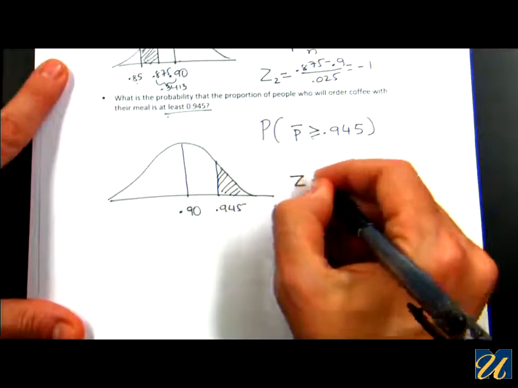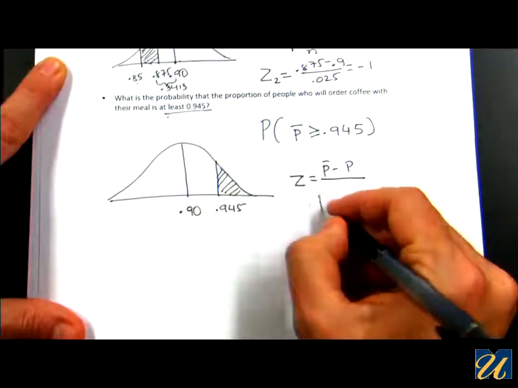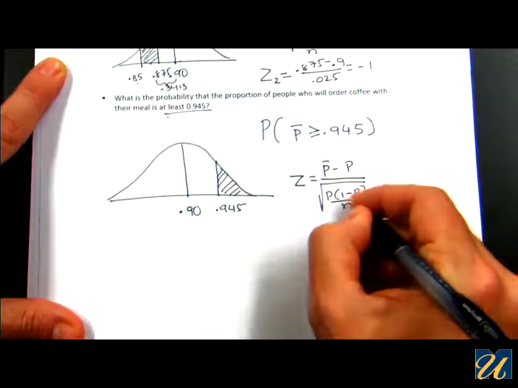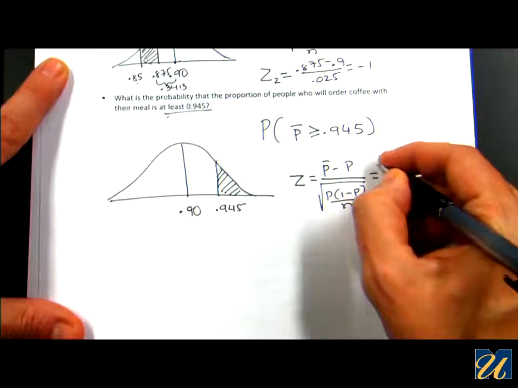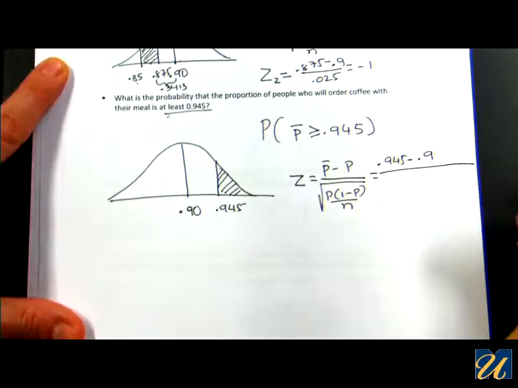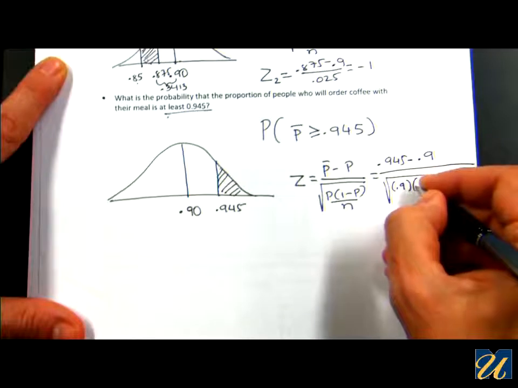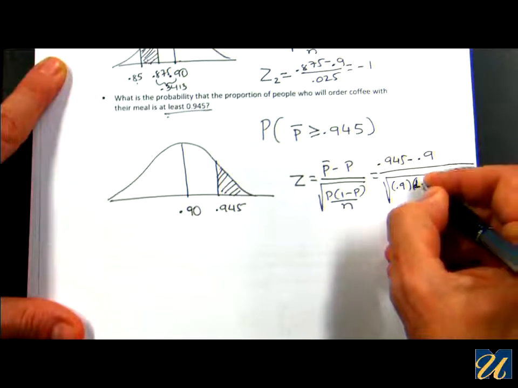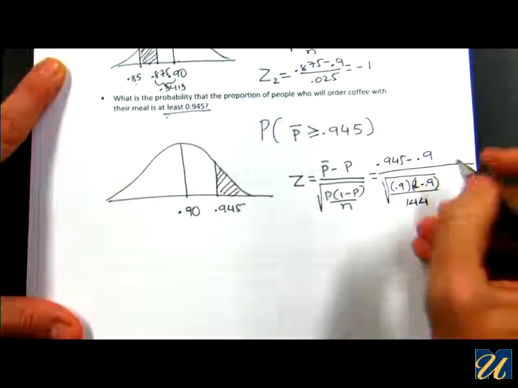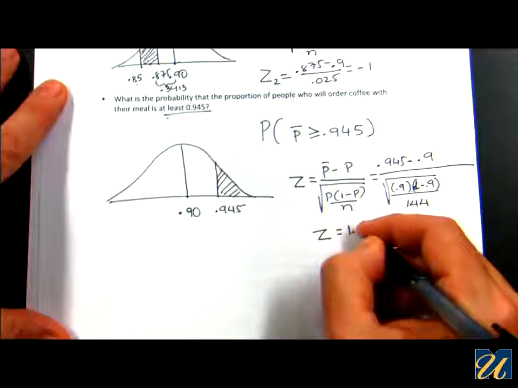We calculate the z-score, P bar minus P over square root of P times 1 minus P divided by sample size. So we have 0.945 minus 0.9 over, if we were to do the whole thing, that would be 0.9 times 0.1 over 144. So the z-score would be equal to 1.8.